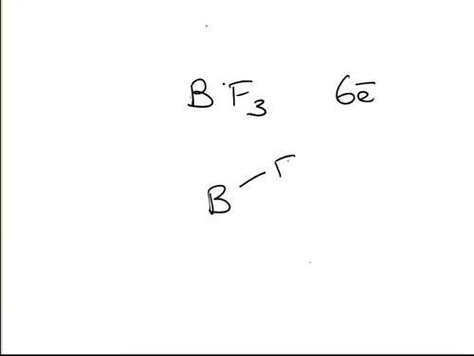Now just to remember that one of the exceptions to the octet rule is boron. Boron can only fit 6 electrons around its central atom, which will be boron of course. So if we had BF3, the Lewis diagram for that would be something like this. I'm just drawing them and spacing them out. And that's because boron is such a small atom, it can't actually fit more than 3 surrounding atoms around it. So it's an exception to the octet rule, and you are expected to know that.